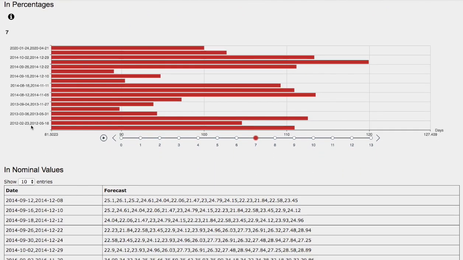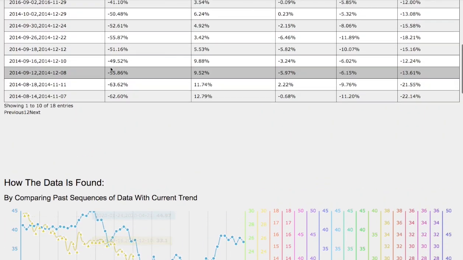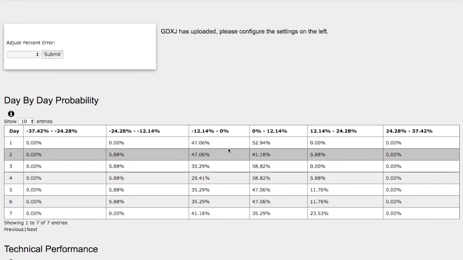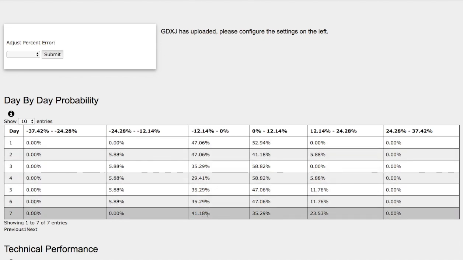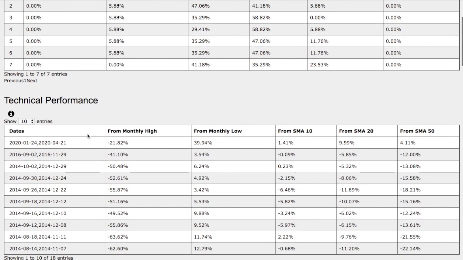So the model that we just examined was September 16 to December 10, 2014. Back then, gold miners was down roughly around 5.3%. And if we head back to the day-by-day probability model, that coincides with the standard deviation between 0 to negative 12%. We have a 41% chance to hit this standard deviation. So let's examine the technical performance of each model.